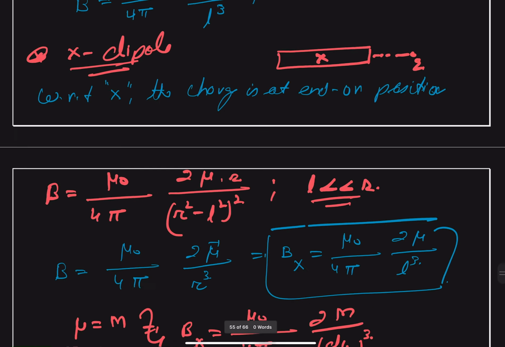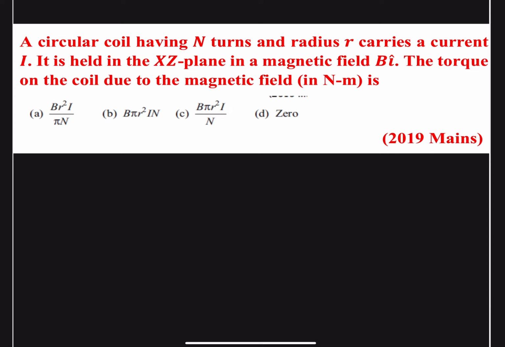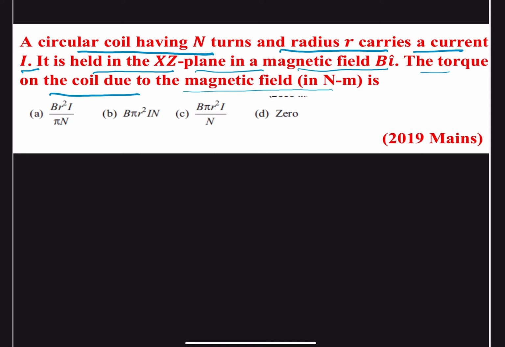We come to the next question, and it states that a coil having n turns and radius r carries a current I. It is held in the xz plane in the magnetic field B i. The torque on the coil due to the magnetic field is given as. So here we have to find out what will be the torque, and torque we know is our magnetic moment cross magnetic field.